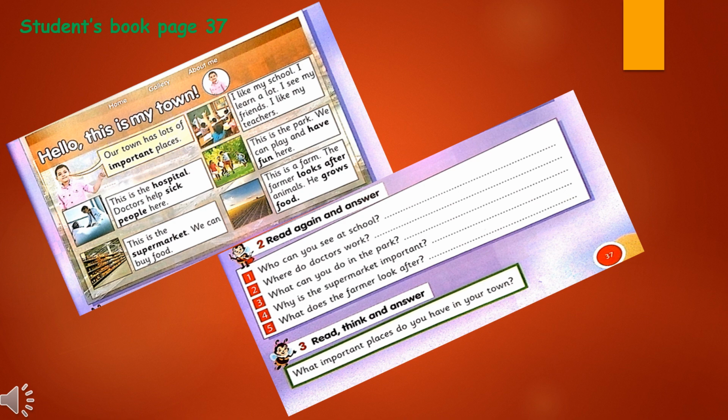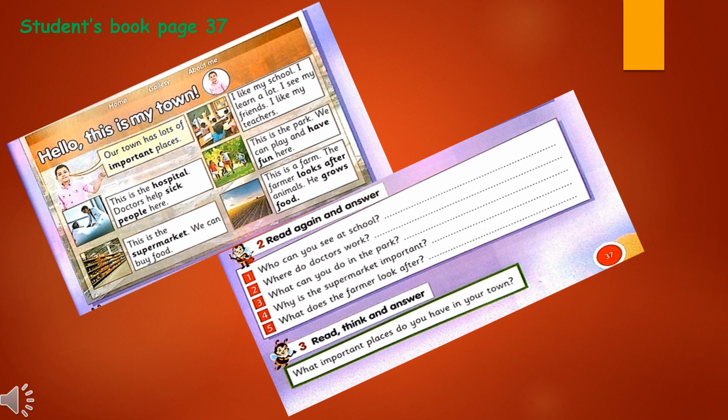Next, we're going to speak about the farm. This is a farm. The farmer looks after animals. Do you know what the meaning of looks after? Looks after means he takes care of them. He grows food like the fruit and vegetables. He plants them and he grows them.